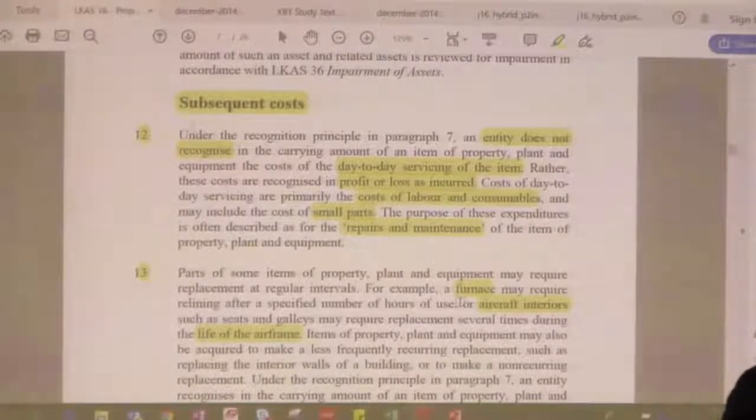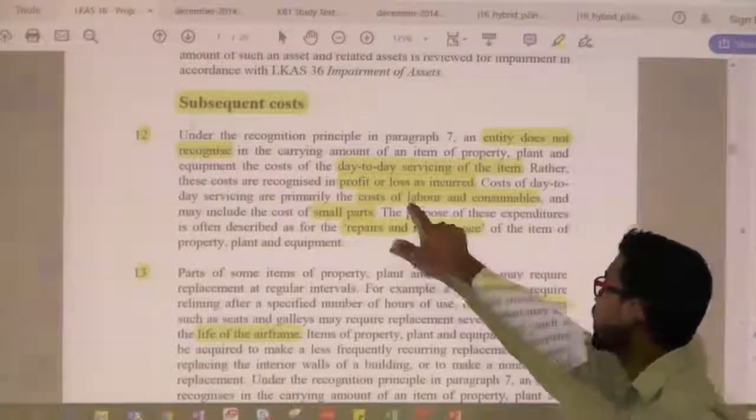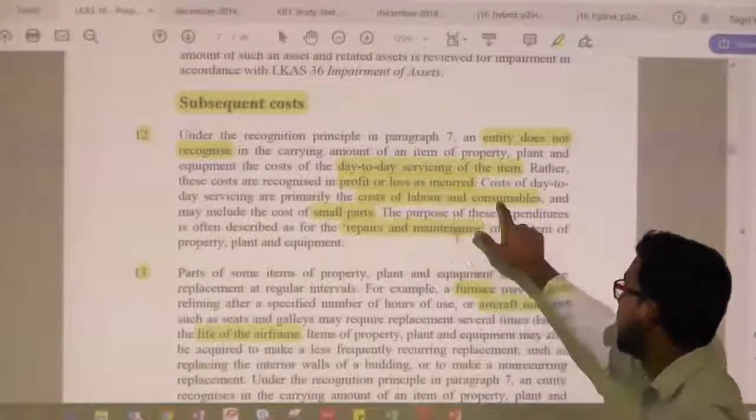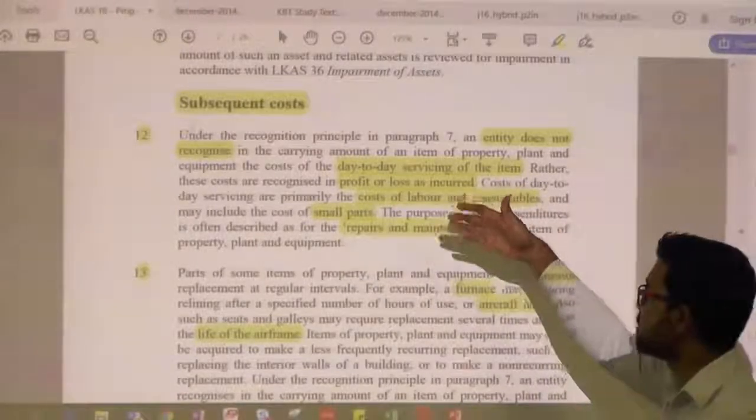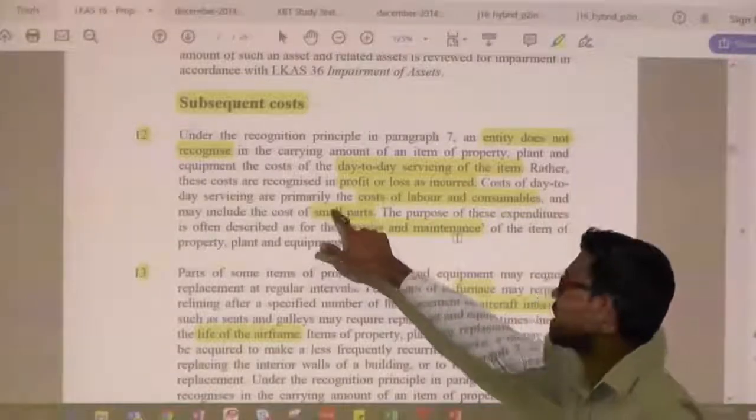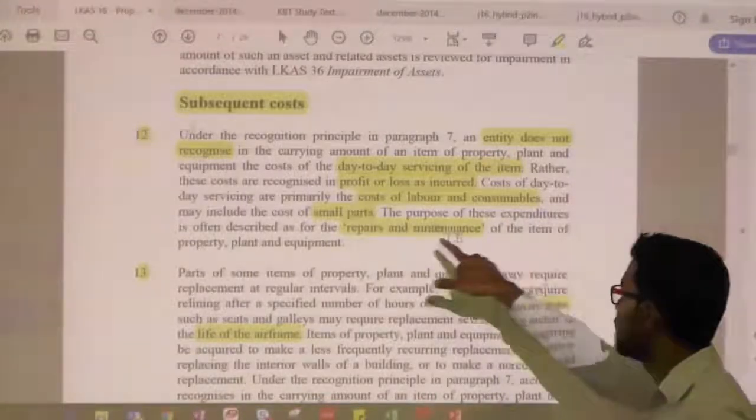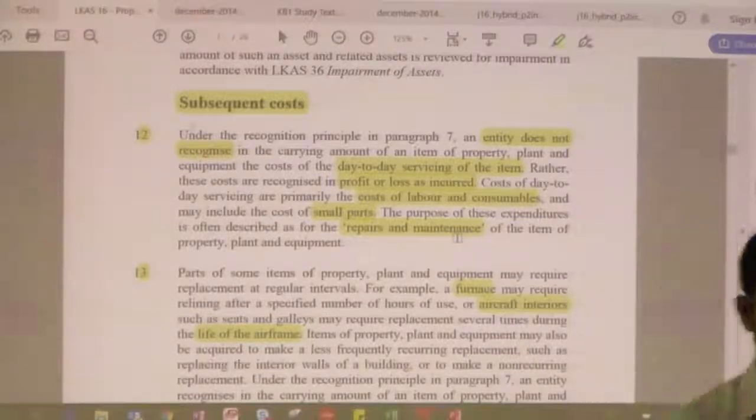The purpose of expenditure is often described as repair and maintenance of the item of property, plant and equipment. So this day-to-day servicing cost, including the cost of labor to repair and maintain this asset, will incur labor and some other consumables. And when you undertake that repair and maintenance, you will replace small parts, right. That depends on your judgment. Those things you identified as what? Repair and maintenance cost. So what is the accounting treatment of repair and maintenance? You charge it to your P&L.